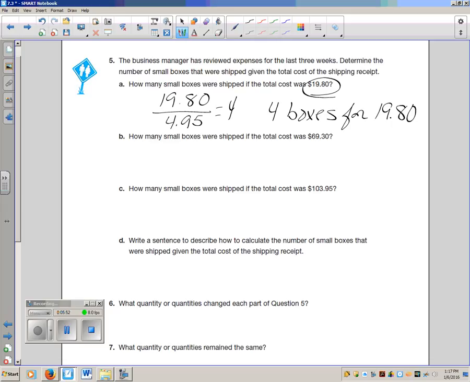Same kind of problem for B. Total cost, $69.30. We're going to divide that by the cost of one box, which is $4.95. $69.30 divided by $4.95 is 14. So 14 boxes for $69.30.